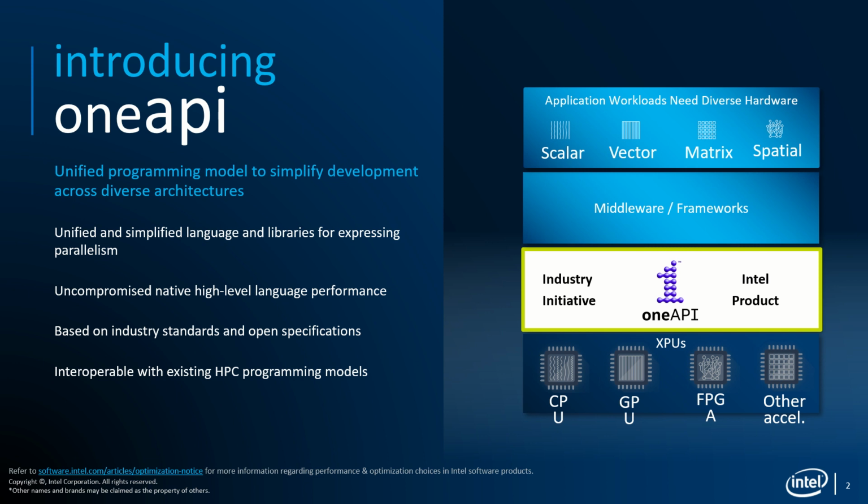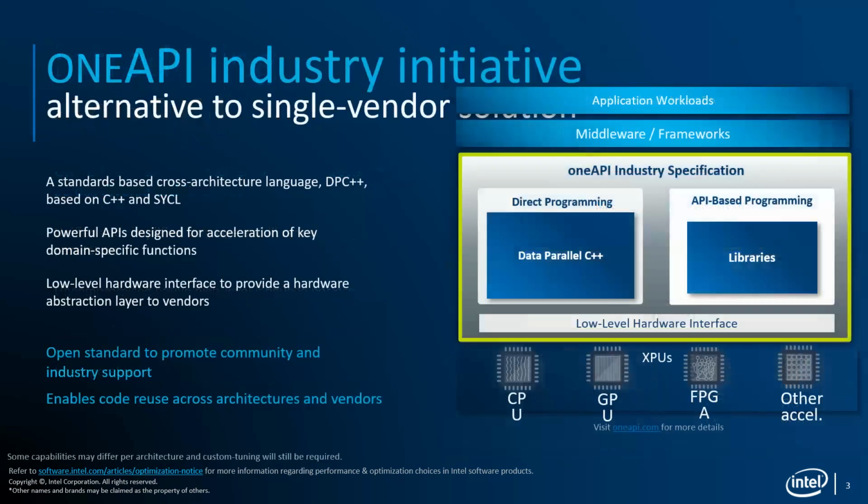There's support for upper layer domains like scalar, vector, matrix and spatial. Any other domains can be supported. It is very easy to use, it is encouraging and it is very supportive. The unified and simplified language and libraries are being expressed now. This is based on the industry standards and open specifications. Interoperability is very, very important here. The oneAPI industry initiative is an alternative to the single vendor program.